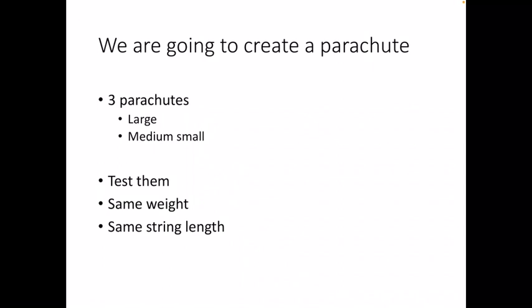So, 3 parachutes, a large, a medium and a small. We're going to test them all, and there are some things that we need to keep the same. So we might need to keep the same weight and the same string length. Remember what they're called? They're called our control variables.